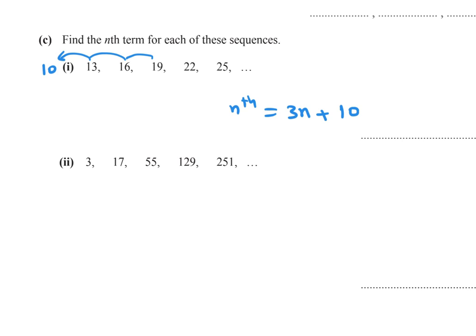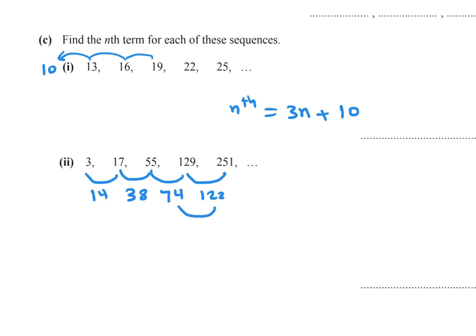For double I, sequence 3, 17, 55, 129, 251. Find the first difference: 251 minus 129, 122. Then 129 minus 55 equals 74. 55 minus 17 equals 38. Then 17 minus 3 equals 14. The first difference is not constant, so it is not linear.